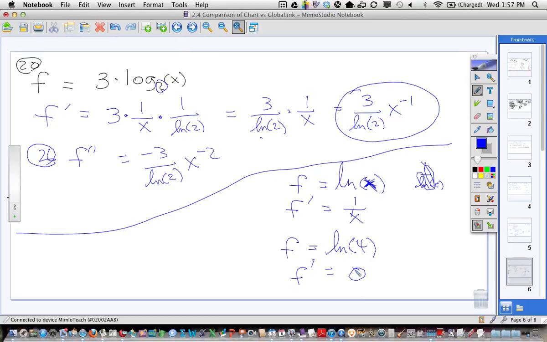It's 0. Thank you, Ryder. ln 4 is just a number. That would be like if I said the function was 7. What's the derivative? It's 0. ln 4 is just a number, so the derivative of ln 4 is 0.